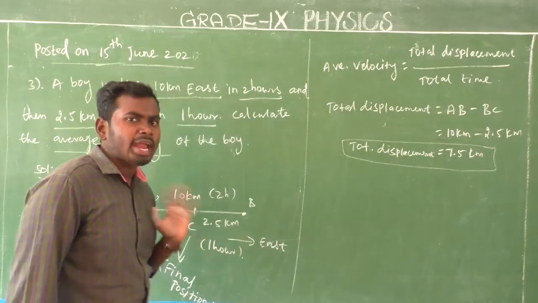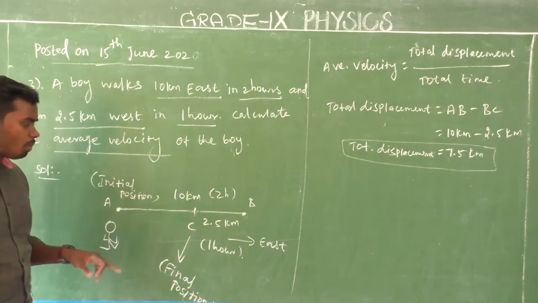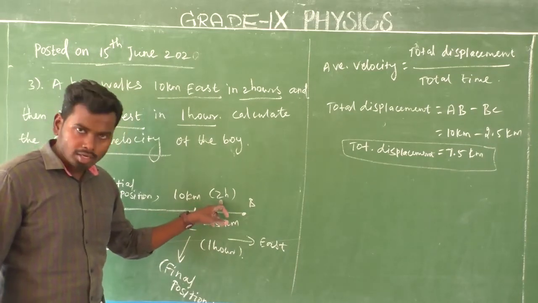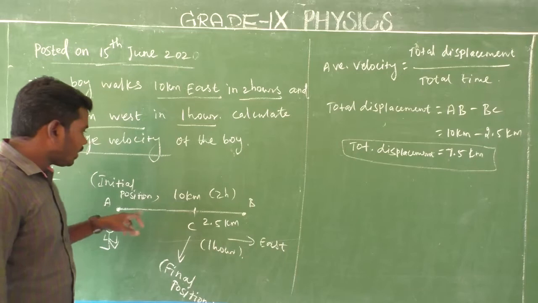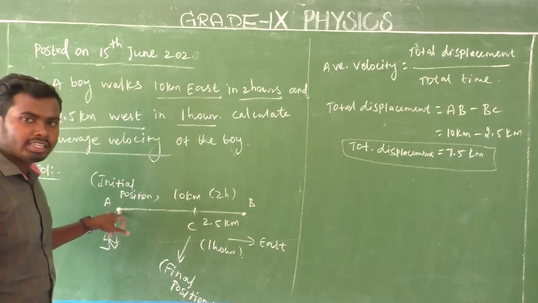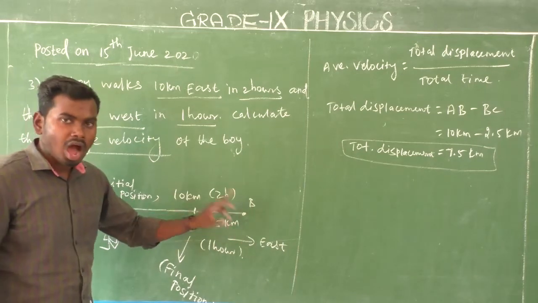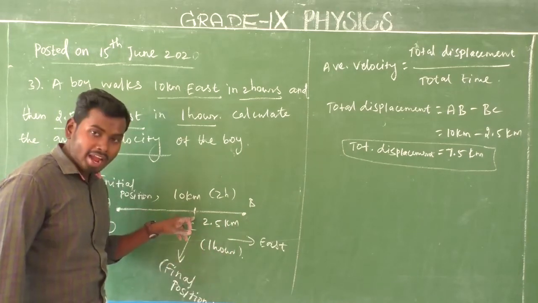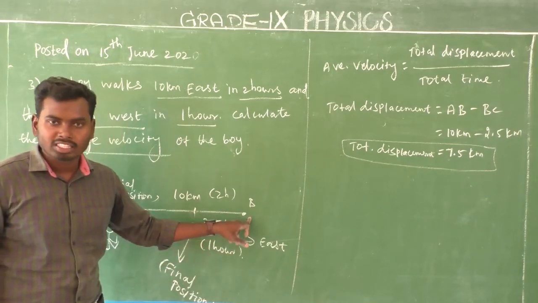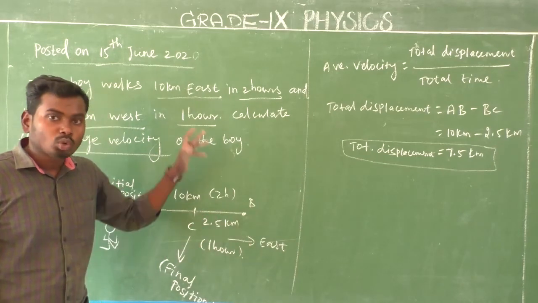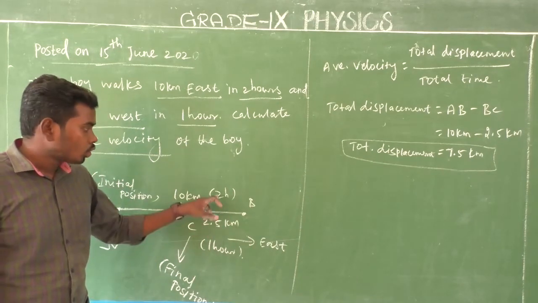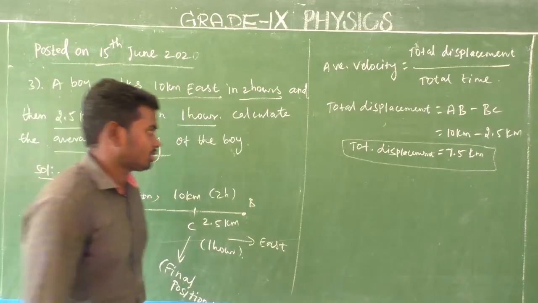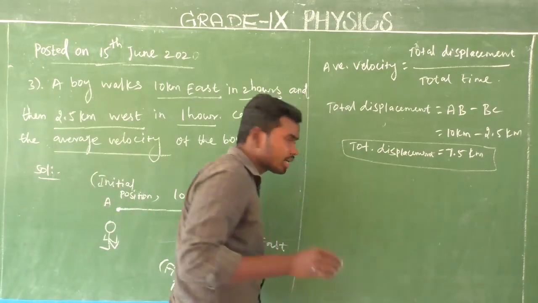What is the total time taken, sir? That is the next question. Time taken, how much? Look at here. Here, the boy has taken 2 hours to reach point B from point A. Again the boy has taken 1 hour to reach point C from point B. Is it clear? So total time, how much? 2 hours plus 1 hour is equal to 3 hours. Am I right? Yes, very simple, don't get confused.